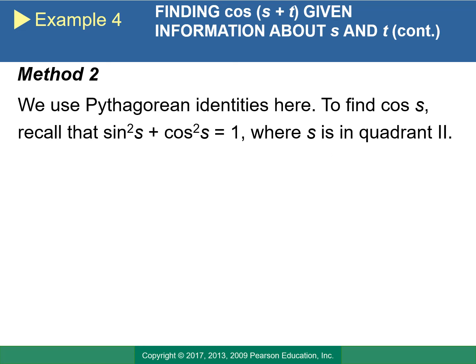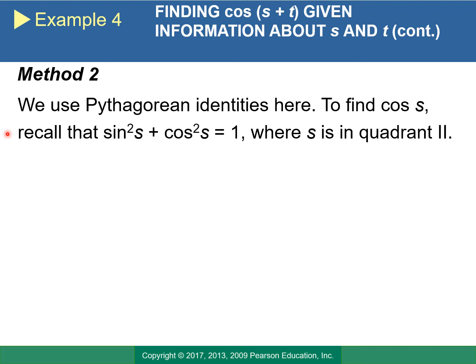Okay, so here's method 2. This is an option also for you. This is going to replace drawing the triangles. So you're just going to use your Pythagorean identities instead of drawing the triangles to find the 2 other trig function values that you need. We're going to get the same answer, it's just another way to get it. And if you like this method better, feel free to use it.